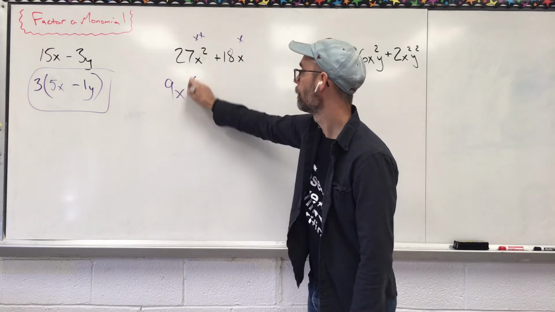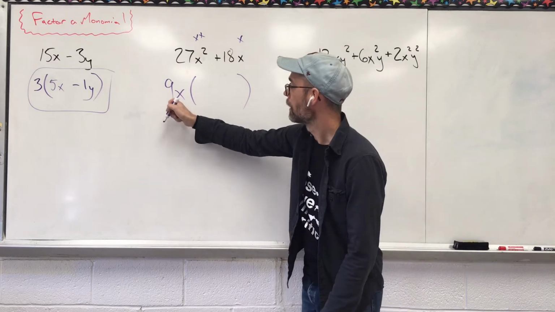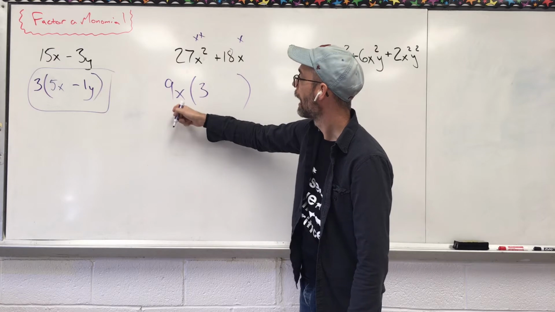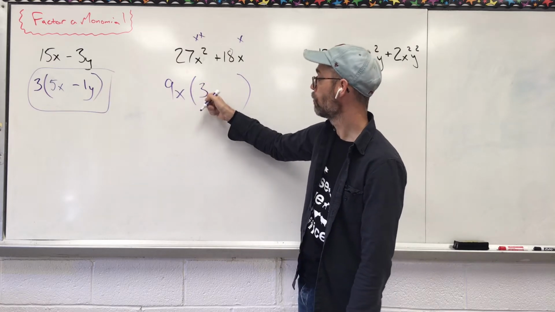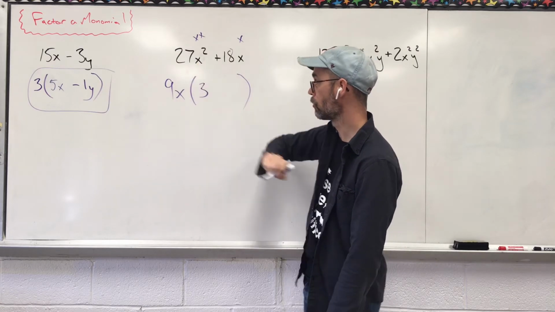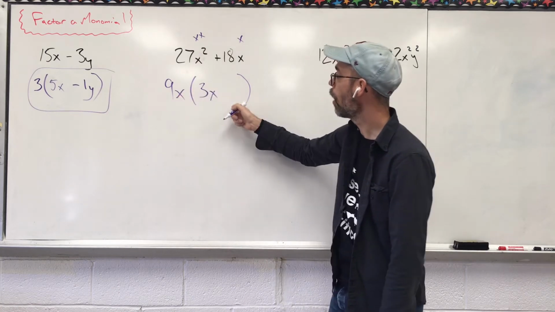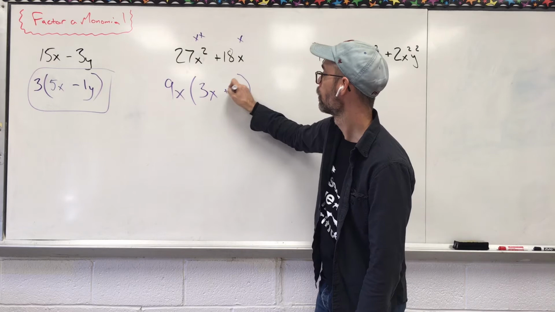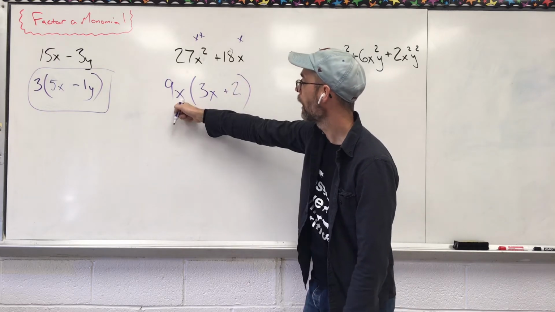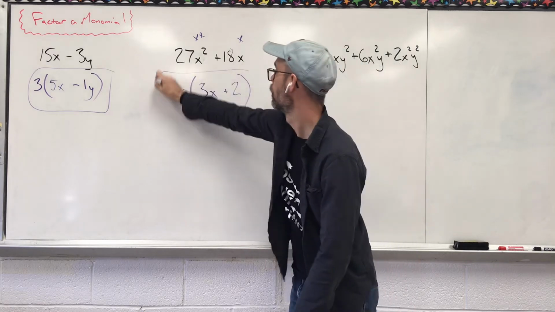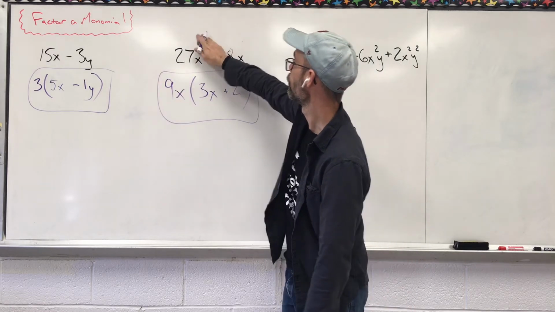I bring that out. Now I need to ask, 9 times what gives me 27? 9 times 3. I have 1 x. How many more do I need in order to come up with 2 x's? I need 1 more. 9 times what gives me 18? We're going to say 2. I have 1 x. How many more do I need in order to have 1? I don't need any more. Congratulations, you're done.